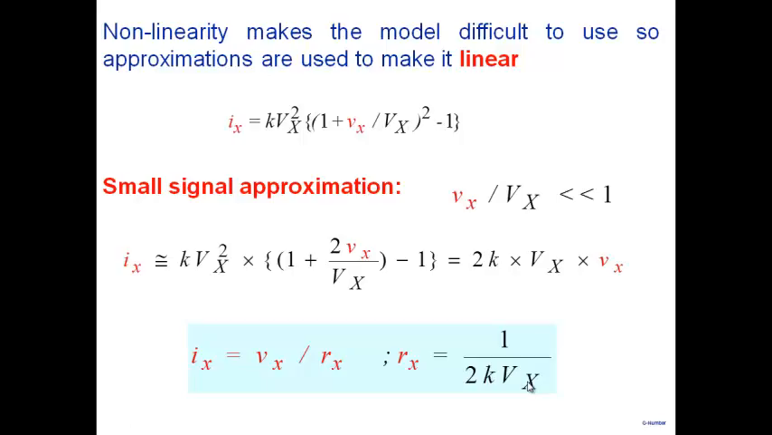So when I built an incremental circuit model of this nonlinear element, the incremental model is also nonlinear. Now I say that the increments are small in nature. I make this approximation. And with this approximation, my element then becomes linear. The element becomes linear, and in this case, it just turns out to be a simple resistor.